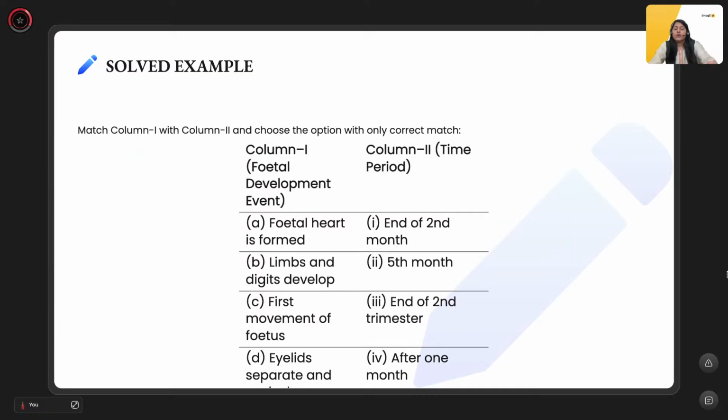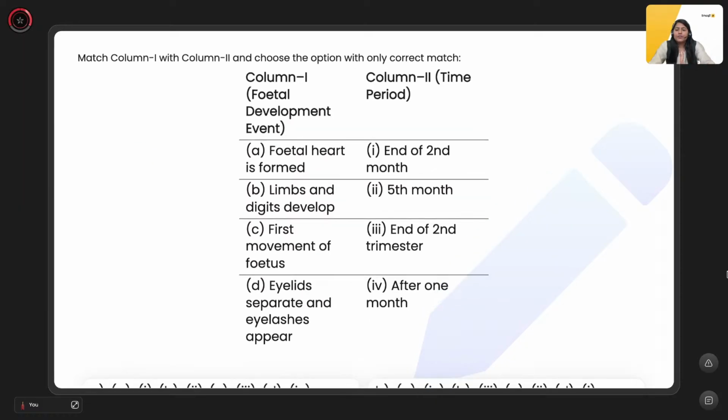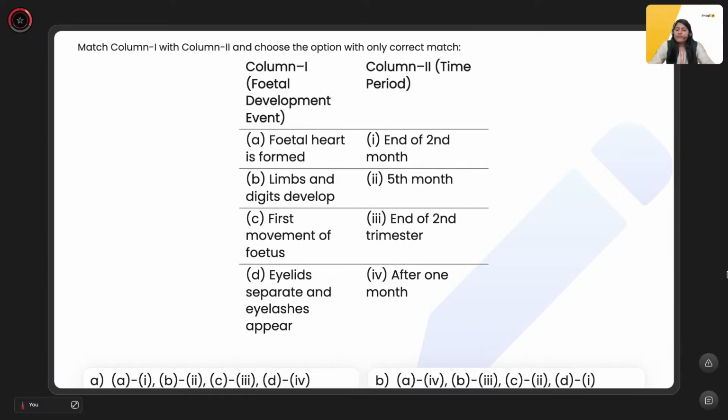Moving on. Now again we have a match the column question. Okay. So in column 1 you have fetal development event and in column 2 you have time period. Okay. This is very important. This is related to your organogenesis portion from the human reproduction and you have to remember the chronology in which the fetal development takes place. Okay. Now fetal heart is formed. Fetal heart is formed after 1 month. Okay, heart is actually the first organ to develop and it is formed after 1 month.